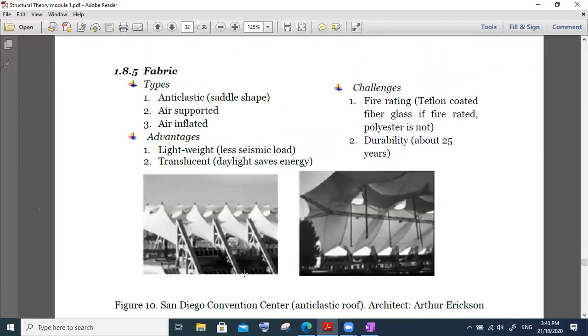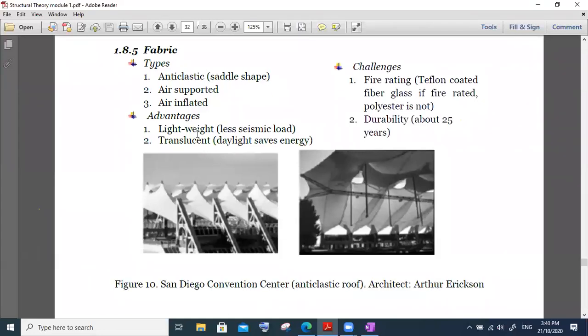And the last one is fabric. So fabric, we have the anti-plastic, the air supported and air inflated. So advantages nito, lightweight siya, translucent. Of course, sa umaga o sa araw, it saves the energy. Yung challenges nito is the fire rating, no? So kasi madali siyang masunog eh. And the durability is about 20 years.